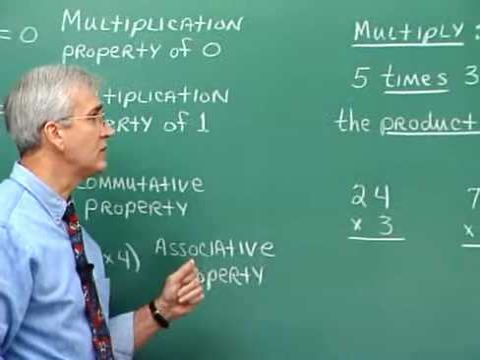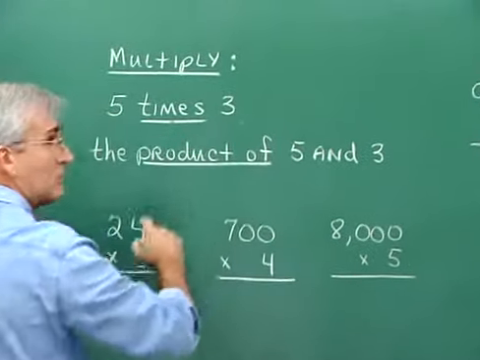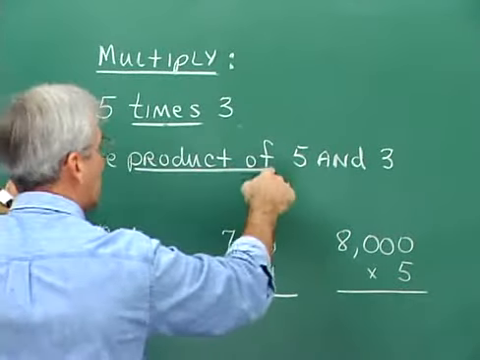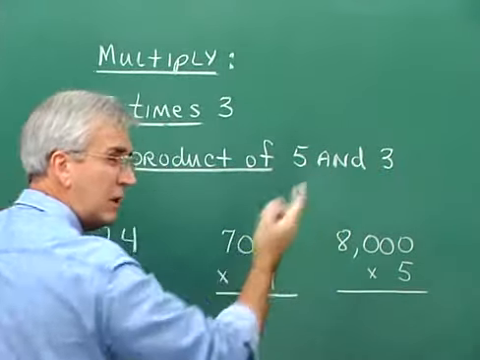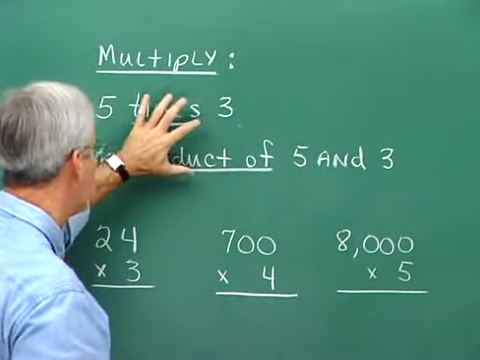Multiplication is indicated using a couple of words and phrases. 5 times 3 means multiply 5 and 3 as factors, you see. The product of a couple of numbers means to multiply those numbers. So multiplication is indicated in a rather obvious way here.